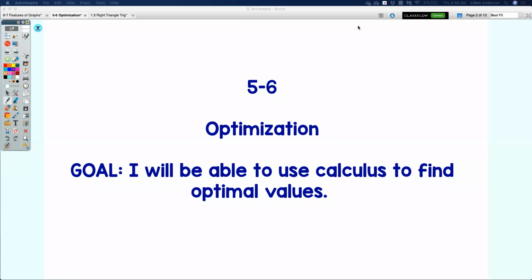Today we are talking about optimization, okay? This is like the application part for calculus. You guys are gonna be able to use calculus to find optimum values. So we are taking notes today on optimization. Again, this is the application aspect of calculus or derivatives, because derivatives is one part, integration is another part, okay?